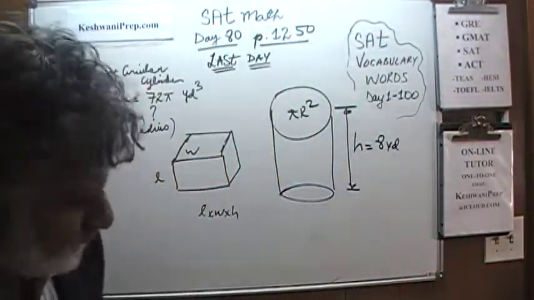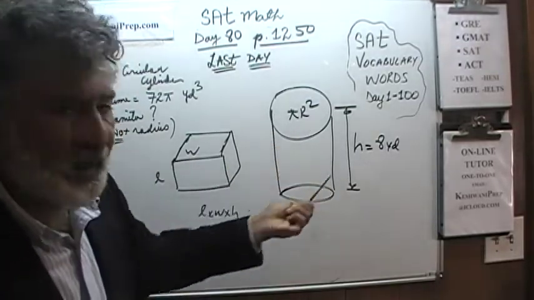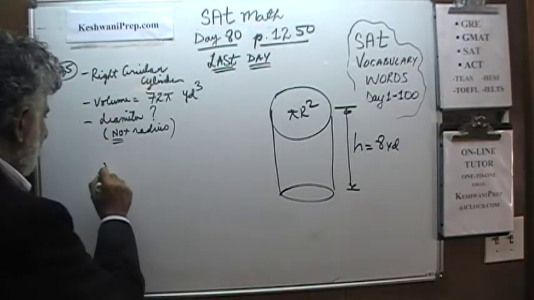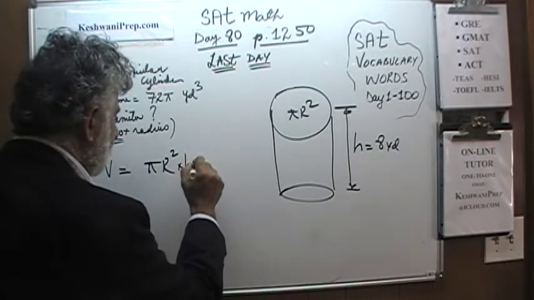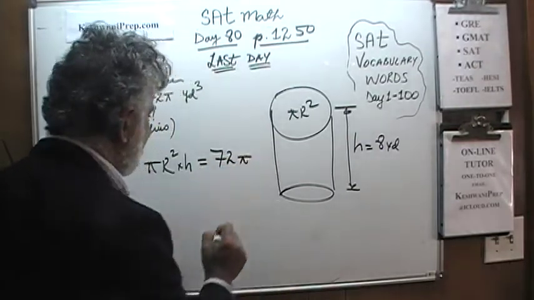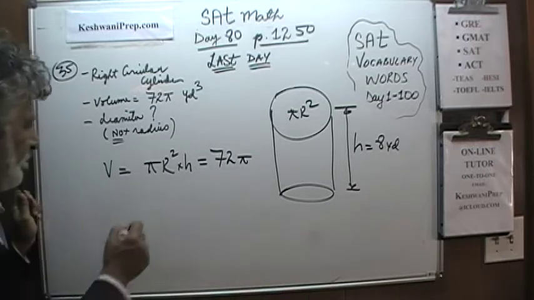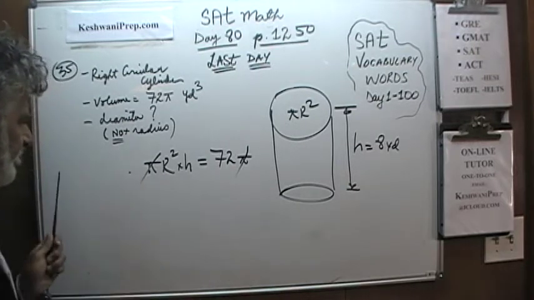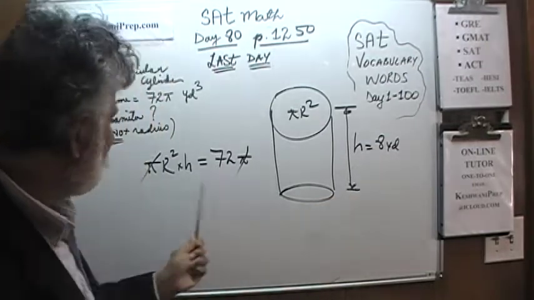Let's begin, shall we? Just like length times width times height, we take the area of the circle and multiply by the height and we're done. So the volume is simply going to be the area of the circle, which is pi r squared, times height, and that is equal to 72 pi. We don't worry about writing the units. We see a pi here, we see a pi here, we can eliminate it. If we divide both sides by pi, it's gone. We also know the height is 8. Let's put it in there.